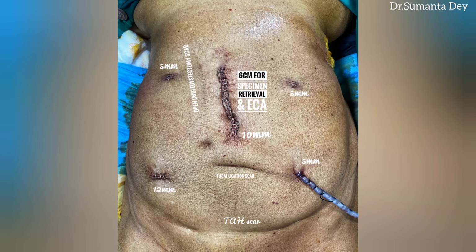The biopsy report was T3N0 with adequate lymph nodes retrieved. These are the port positions, and the patient recovered well and was discharged on post-op day 4.